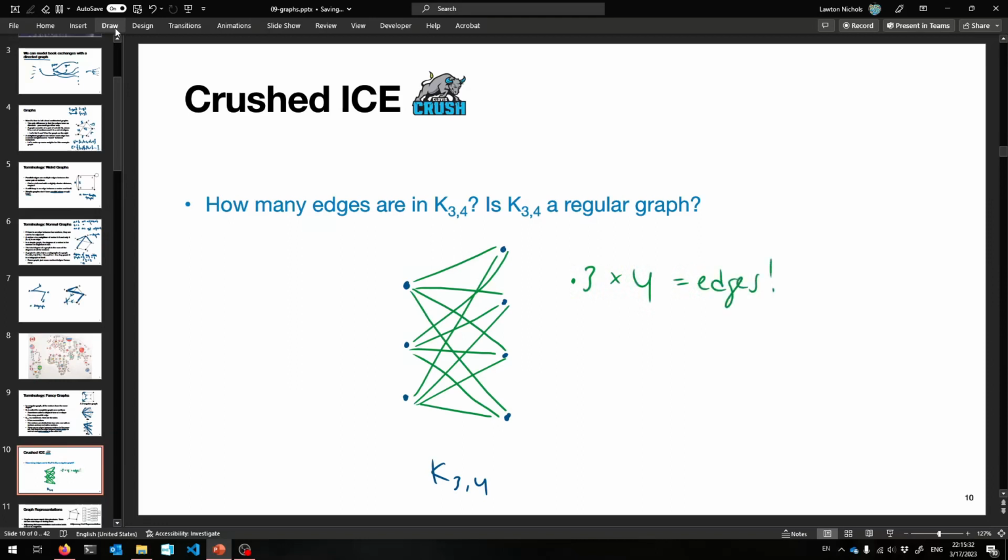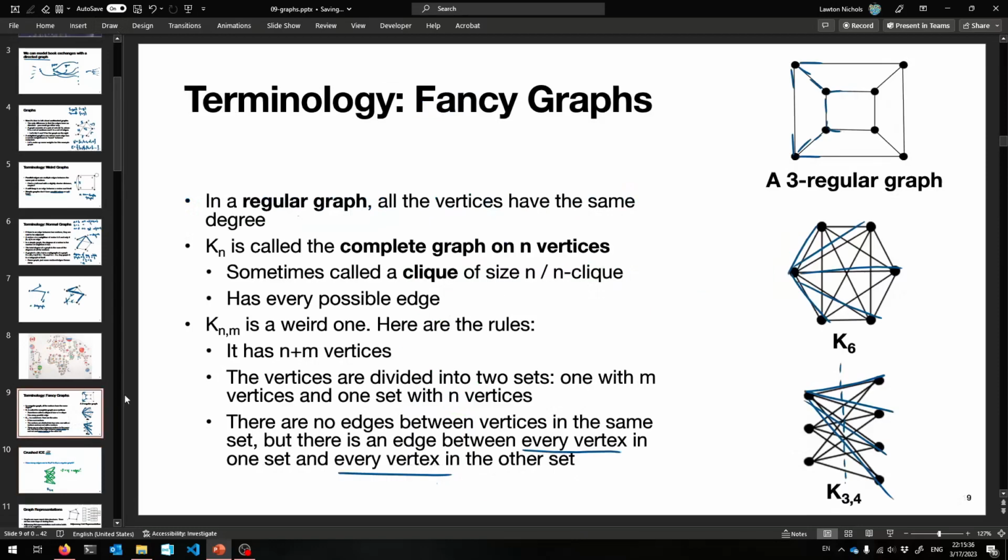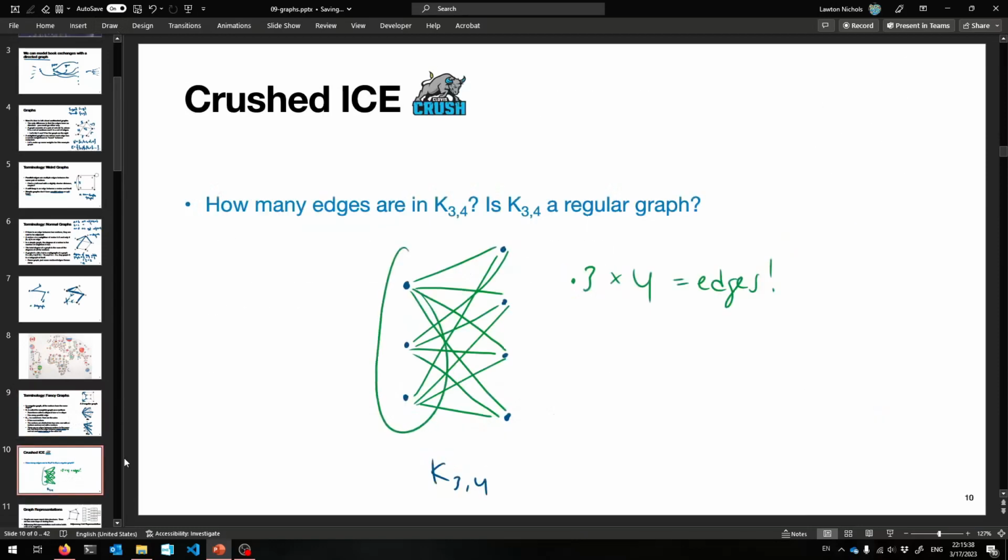And then also, is it regular? Like, does every vertex have the same degree? These guys have degree 4, but all these guys have degree 3. So it is not regular.